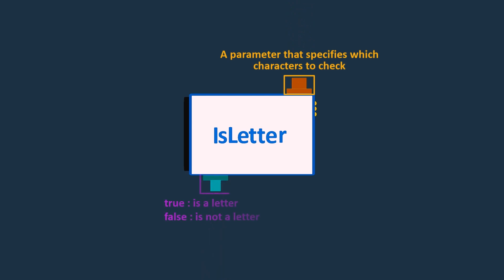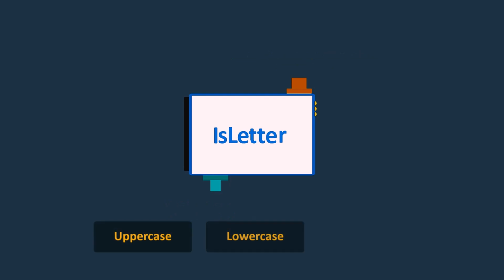To begin, let's talk about the isLetter method. This method is designed to determine whether the character falls under the classification of a Unicode letter. This method accepts a char value as input and delivers a Boolean output, indicating whether the character is categorized as a letter or not. This method identifies all Unicode letters, including uppercase, lowercase, and non-Latin characters.